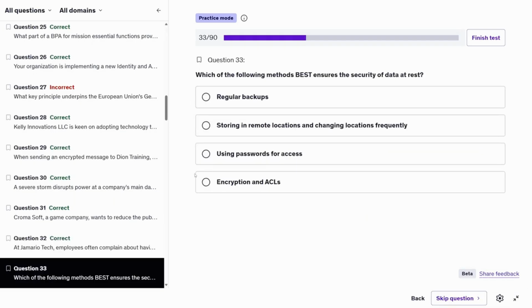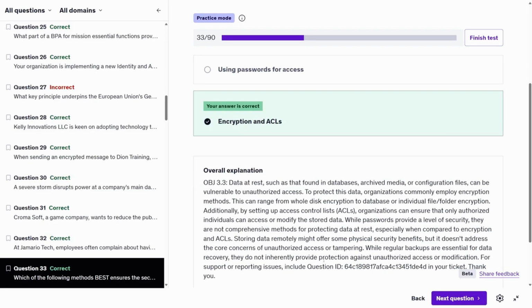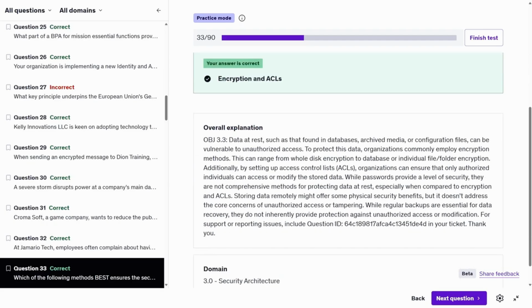Which of the following methods best ensures the security of data at rest? The correct answer is D, encryption and ACLs. Data at rest, such as that found in databases, archived media, or configuration files, can be vulnerable to unauthorized access. To protect this data, organizations commonly employ encryption methods. This can range from whole disk encryption to database or individual file/folder encryption.